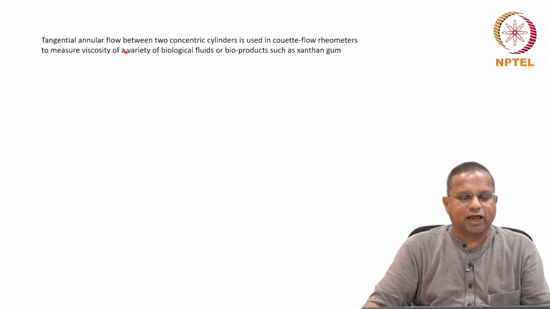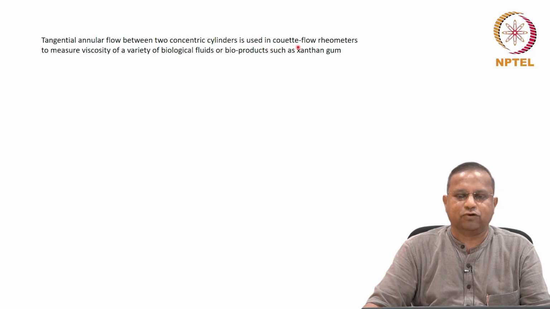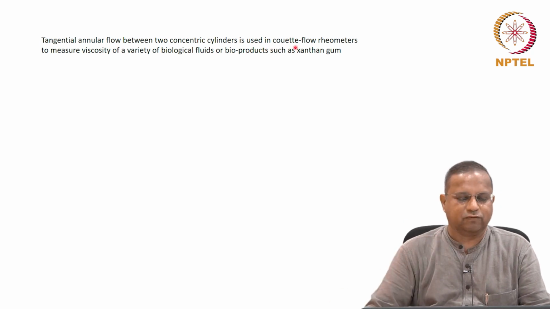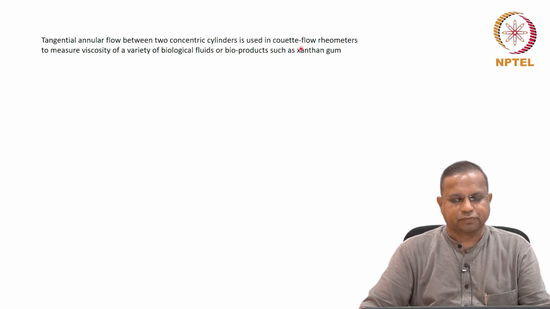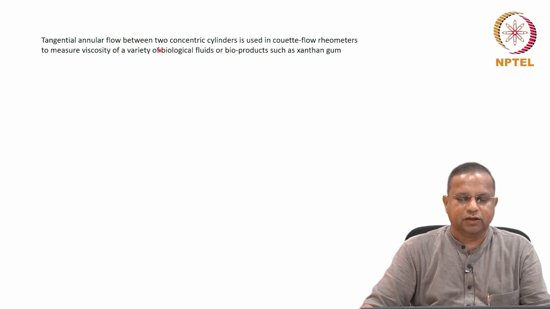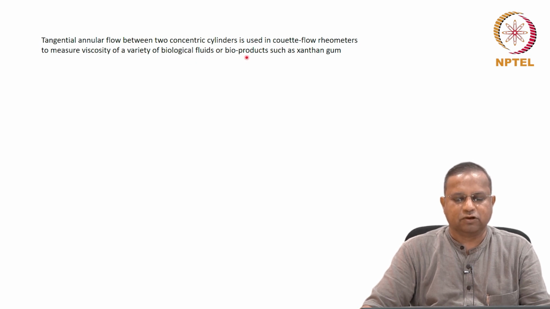This has very many interesting applications. We have used it in our own research some years ago. I'll probably touch upon that also in this lecture. Tangential annular flow between two concentric cylinders is used in something called Couette flow rheometers. Such a flow is called Couette flow, or is one of the examples of Couette flow. So this flow is used in Couette flow rheometers to measure the viscosity of a variety of biological fluids or bioproducts such as xanthan gum. The Couette flow viscometer works on this principle.